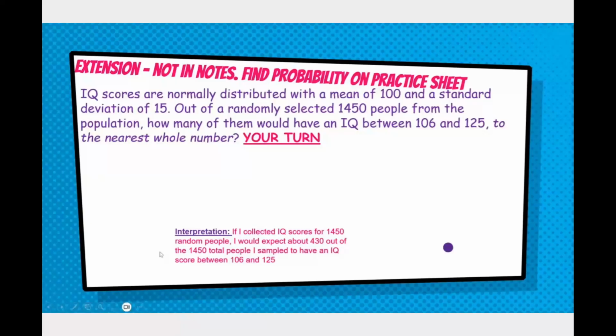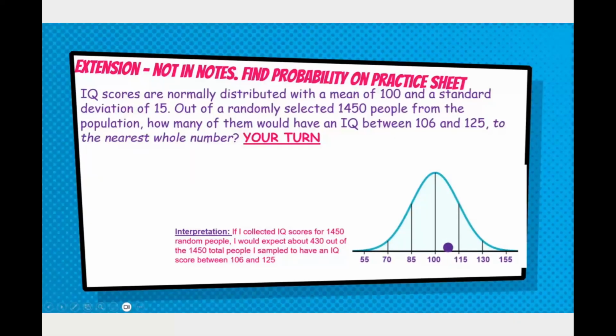Also, this is, I think, the final one. This is also not in your notes, but it shows the same thing, adding something to that. This is determining the probability of something and then building on that. If IQ scores are normally distributed with a mean of 100 and a standard deviation of 15, out of a randomly selected 1,450 people from the population, how many of them would have an IQ between 106 and 125?